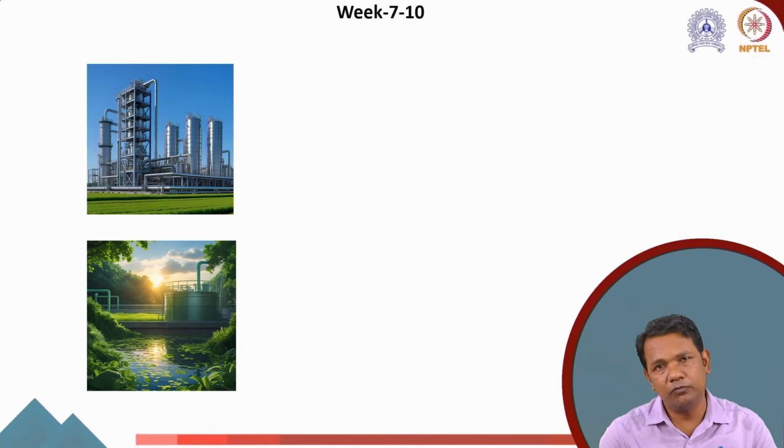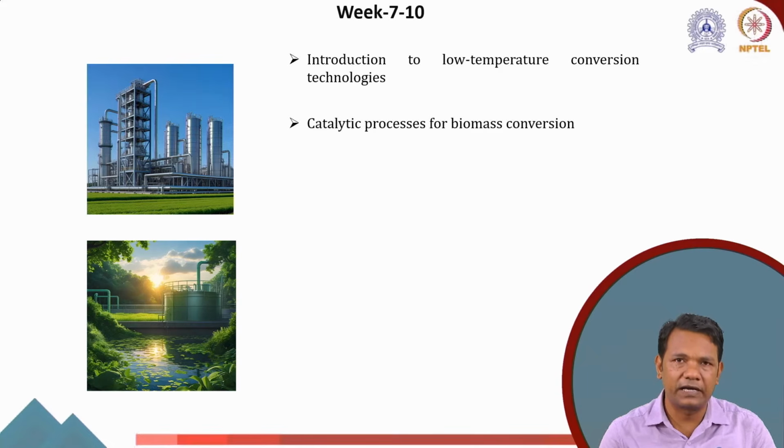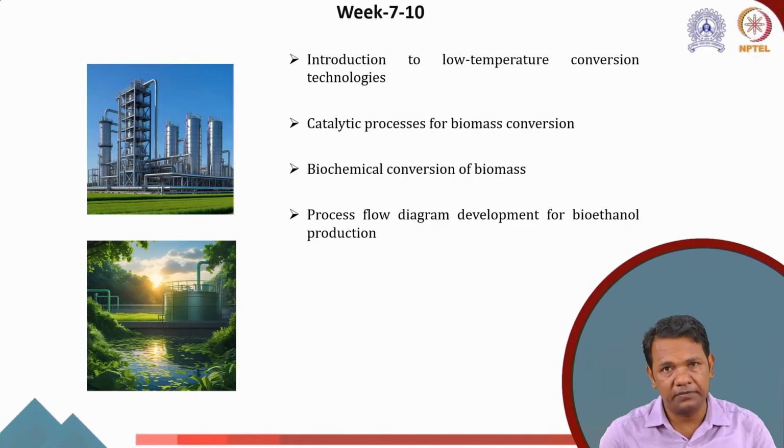After that, we'll move to the low temperature technologies from weeks 7 to 10, where we'll start with the introduction to low temperature conversion technologies, and then we'll discuss the catalytic processes, the chemical catalytic processes for the biomass conversion. Followed by that, we'll discuss biochemical conversion processes and particularly how to develop the process flow diagram for the bioethanol production, which is of great interest to the industry as well as the human being.